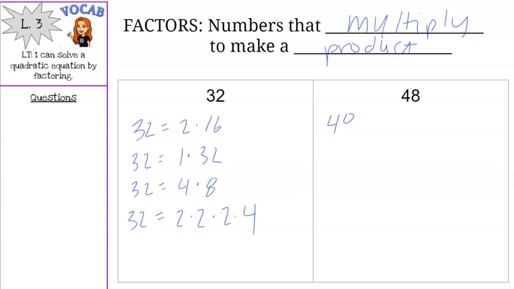48 we could rewrite as 4 times 12. 48 could also be 2 times 24. 48 could be written as 3 times 19. Excuse me, not 19, 16. So many different ways to factor a number. We've got different options.